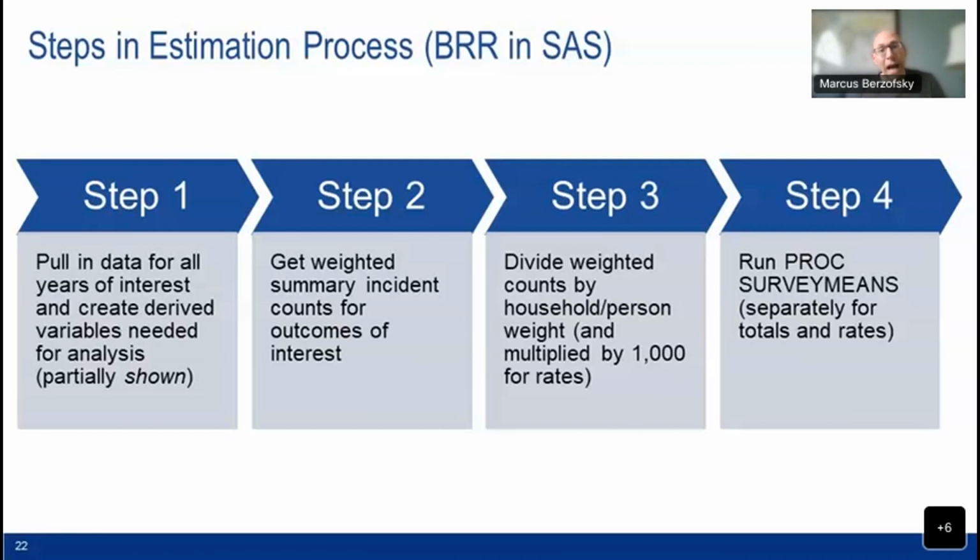In step 3 for SAS, once you've got those counts, you need to divide them by the weight in order to get the accurate count for either a total or a person. You need to create an additional value, which divides that weighted summary count of incidents by the person weight, and then multiplies it by 1,000. You do that in a data step, and then you can run it through the survey procedure, which for SAS is proc surveymeans. A plain proc means would get you the wrong values. Proc surveymeans accounts for the complex survey design, and that's the procedure you want to use in SAS.